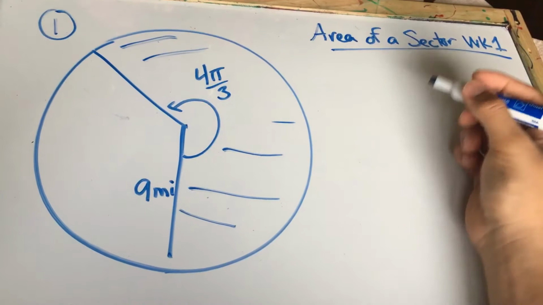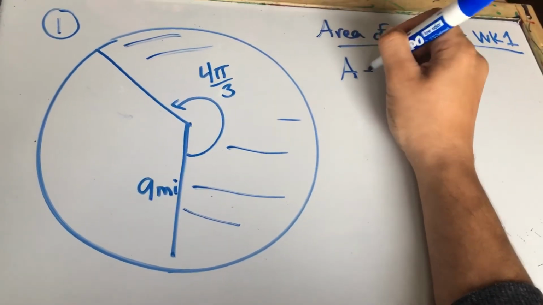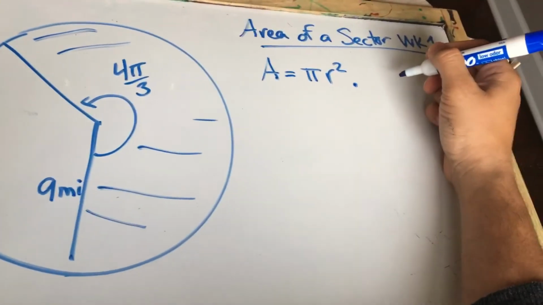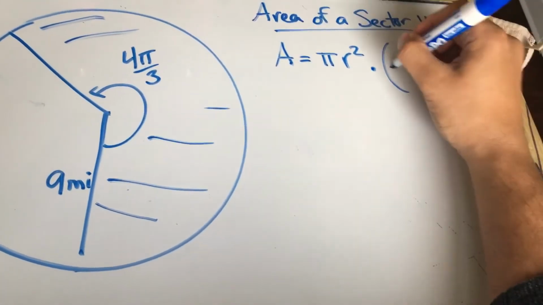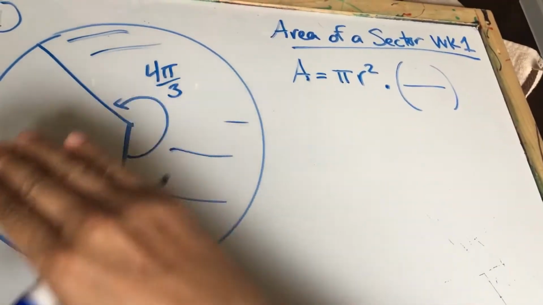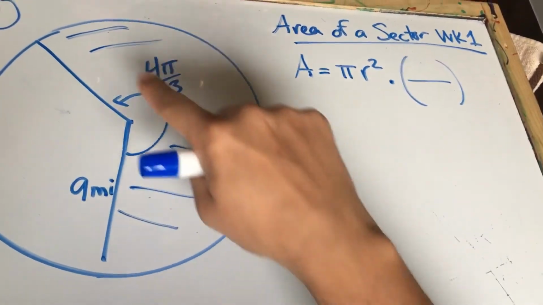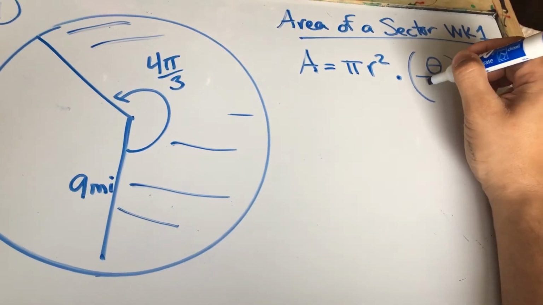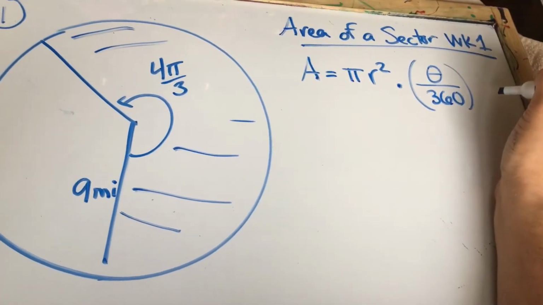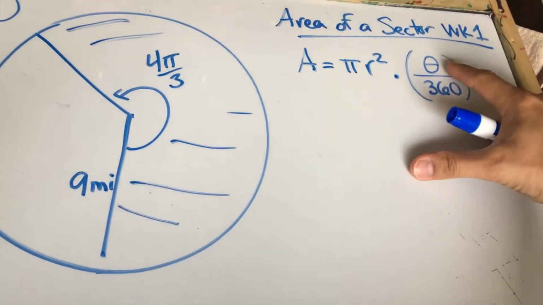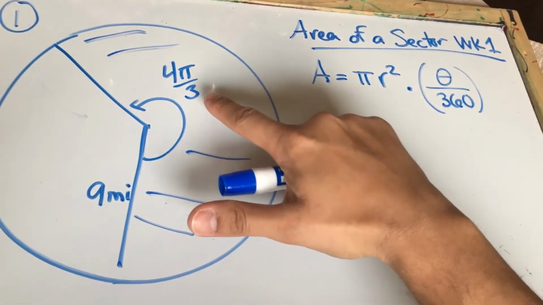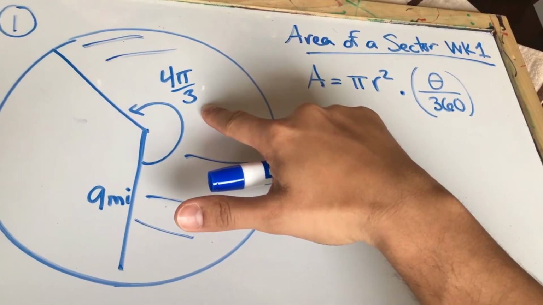Since I'm trying to find area, the area formula is going to be pi r squared times the fraction that I want, because I don't want the whole area. I only want a fraction of the circle. Well, what fraction? That's going to be theta divided by 360. So I want my angle to be in degrees, so I got to do some side work. I got to change this radians to degrees.